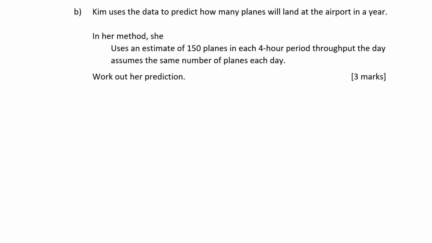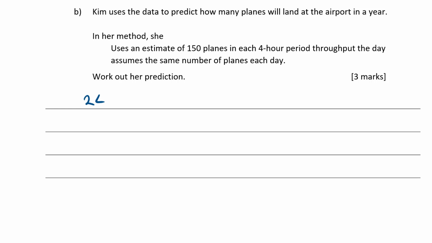8B. Kim uses the data to predict how many planes will land at the airport in a year. In her method, she uses an estimate of 150 planes in each 4-hour period throughout the day. Assume that the same number of planes land each day. Work out her prediction. So, how many 4-hour periods are there in a day? In 24 hours, so if I divide 24 by 4, 4's into 24 go how many times? It goes 6 times. So there's going to be 6 lots of a 4-hour period, aren't there, in each day?